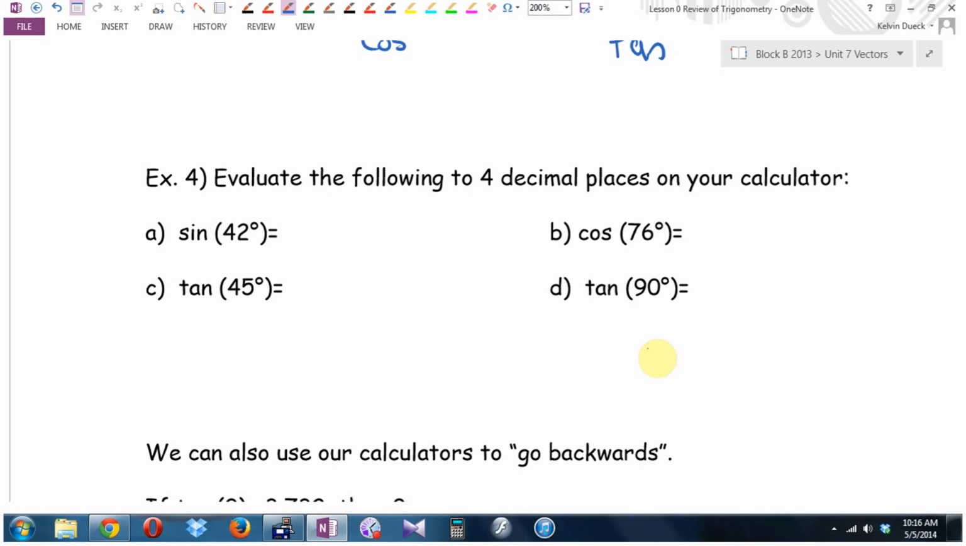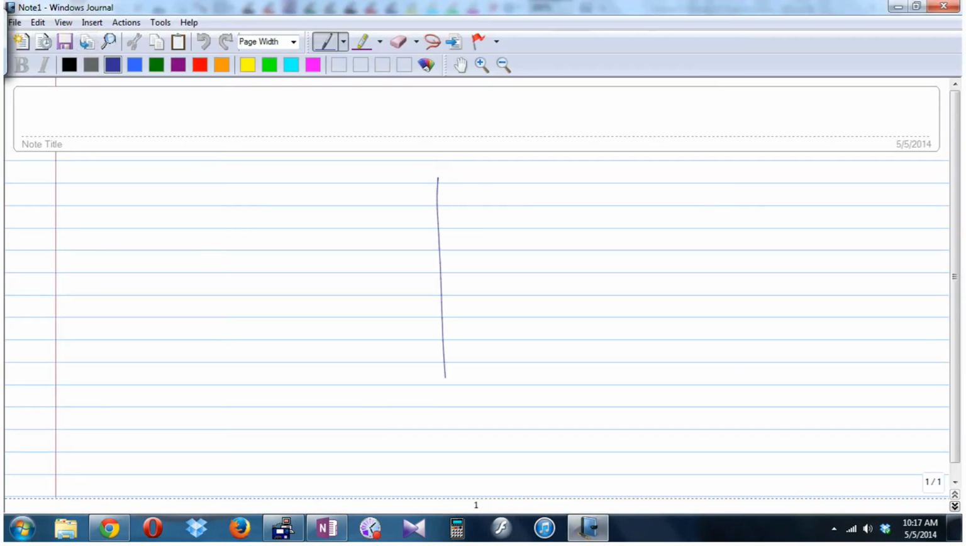We also measure angles in gradients. Anybody know how many gradients are in a circle? 400. Don't write this down. Nerd moment. If there's 400 gradients in a circle, how many gradients would there be in a quarter circle? 100. And the reason we use gradients in engineering in road construction is that if it's out of 100, that automatically means it's a percent.